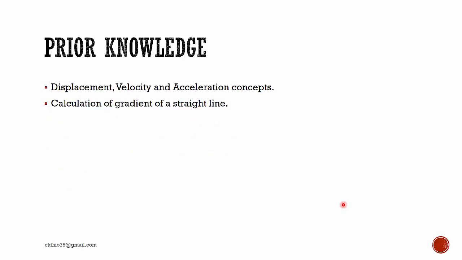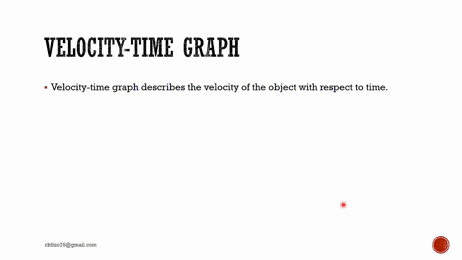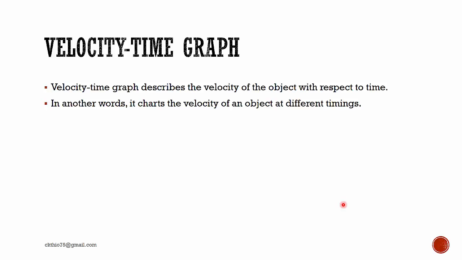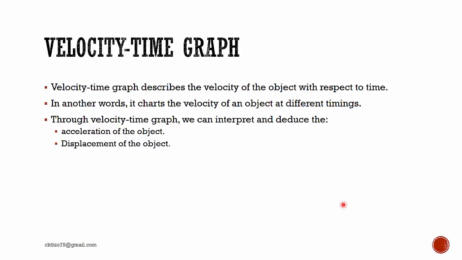These are prior knowledge. A velocity time graph describes the velocity of the object with respect to time. In other words, it just charts the velocity of an object at different timings. Velocity is similar to speed. Through a velocity time graph, we can interpret and deduce the acceleration of an object, and we can also deduce the displacement of the object. But this will be for the next lesson.